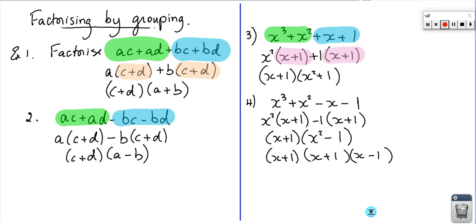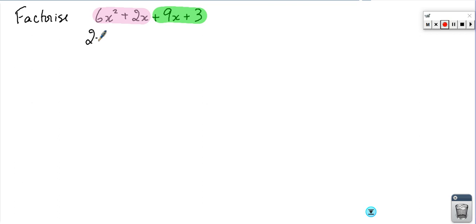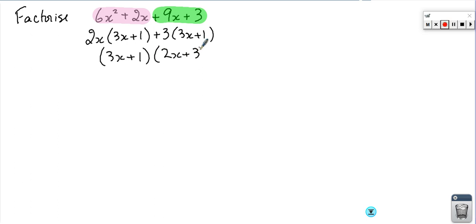So, another example, factorize 6x squared plus 2x plus 9x plus 3. Okay, so now I'm going to have 6x squared plus 2x and 9x plus 3. So factorizing the first two terms, 2x is a common factor, into 3x plus 1, plus common factor of 3 into 3x plus 1. Again, notice that the brackets are equal. So I got 3x plus 1 into 2x plus 3.